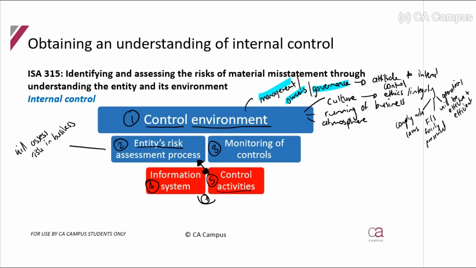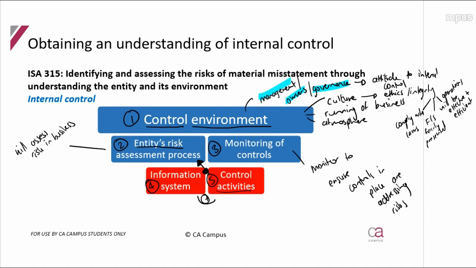I just want to cover all 5 of these components. And then finally, the monitoring of the controls. Do they monitor to ensure that the controls they've put in place are addressing the risks? So they must look for risks, they must then put controls in place to address those risks, and then they must monitor that those controls are addressing the risks. That's internal control.